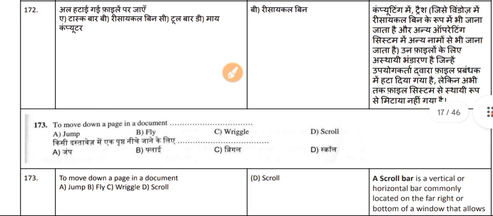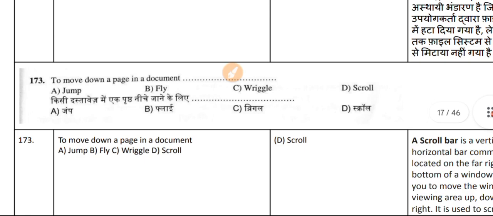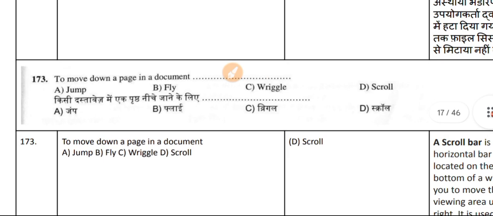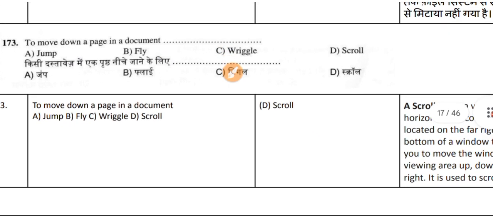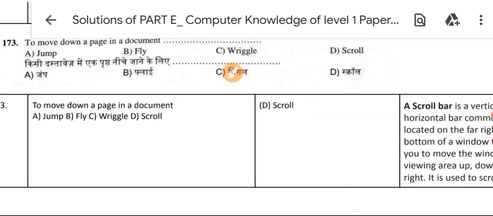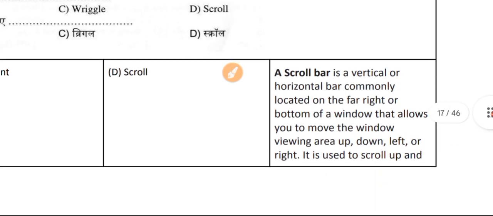Okay, next question is 173. To move down a page in a document, what do we use? The options are scroll, wriggle, fly, or jump. We use scroll. That is given on a mouse. Also the scroll bar is given.